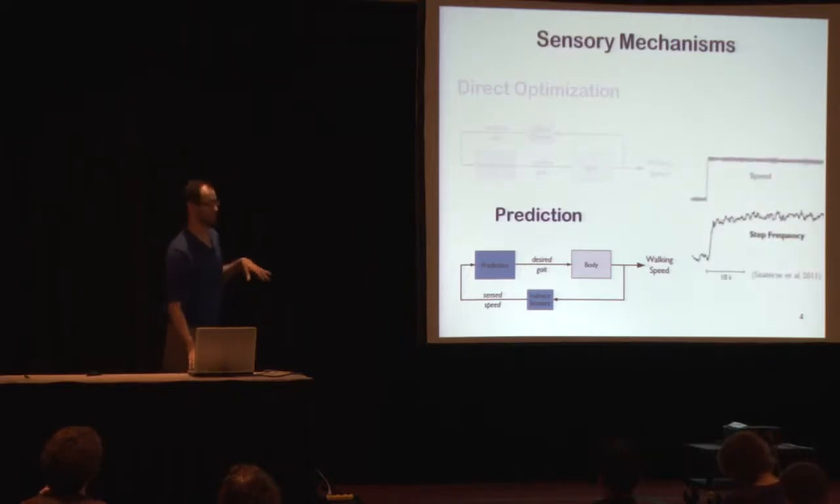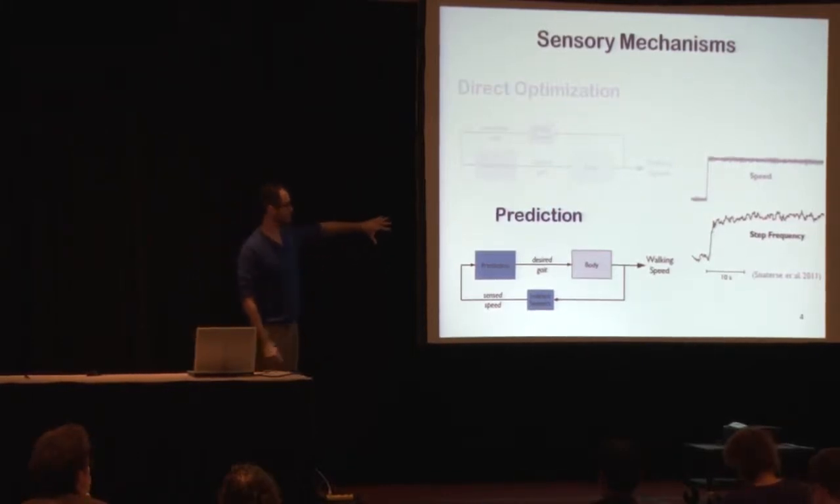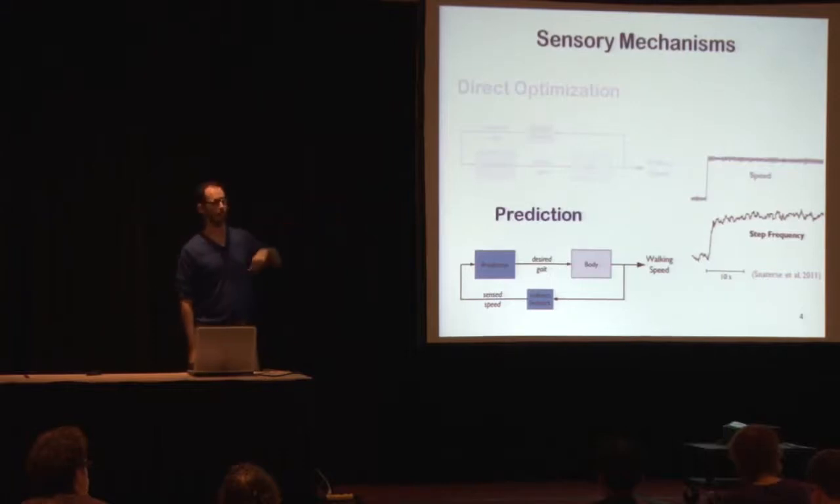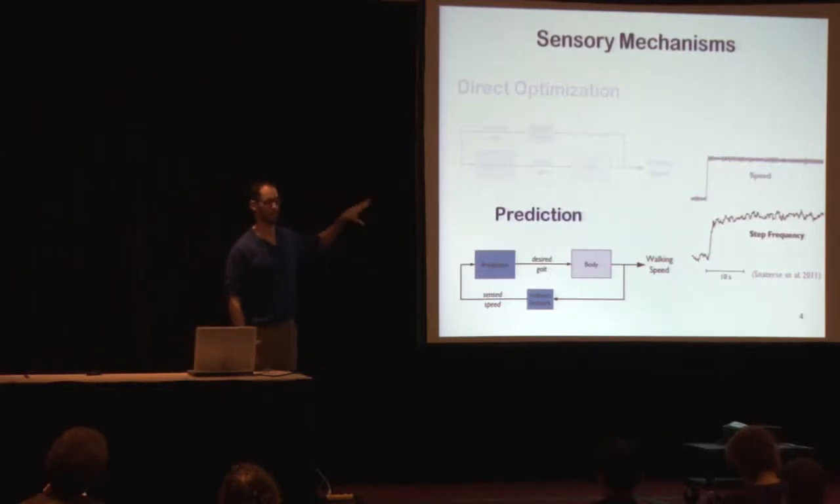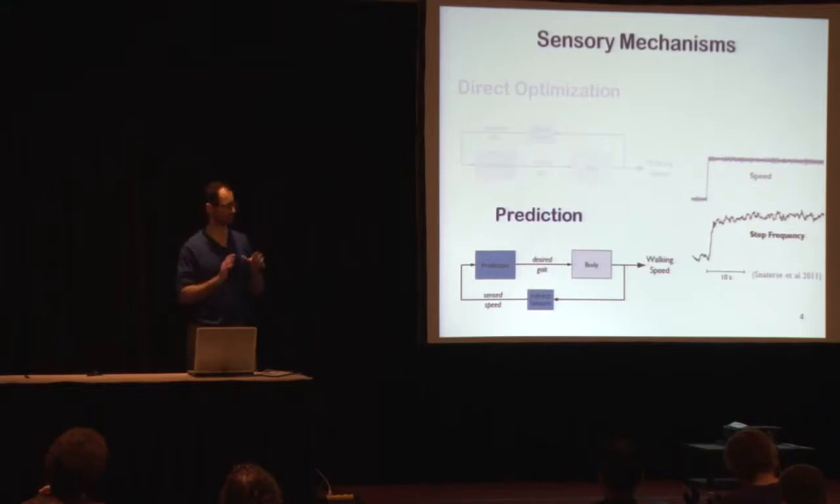We have some evidence for these faster mechanisms, work done by Mark Snaterse in our lab. The experiment looks something like this, where you quickly adjust speed and then measure step frequency. What they find is a very, very quick adjustment of step frequency and then a very slow fine tuning. And this fine tuning could be explained by optimization. You can't prove it, but at least this fast response is really too quick to be using metabolic sensory information.